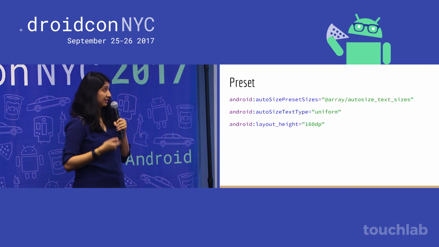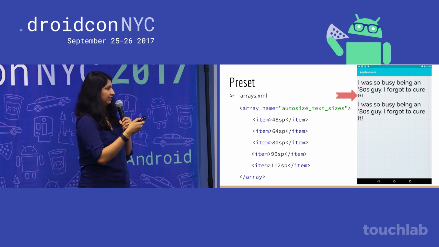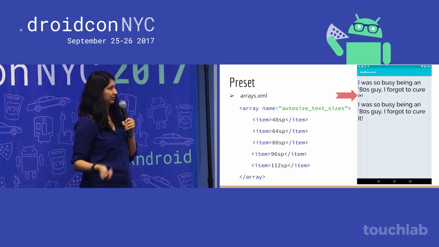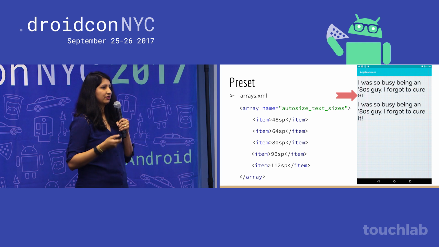You can do the same thing with presets, and this is where we would use arrays.xml. So create an array called auto-size text sizes, go in here and create all these presets ranging from 48 to 112. And notice that in this case, I used a height of 160 dp, and it actually clipped it. And when I used a height of 240 dp, it was able to show all of it. So you need to be very careful when you do this, and you need to experiment with this a lot more, because you're not sure how this is going to render on your different devices.